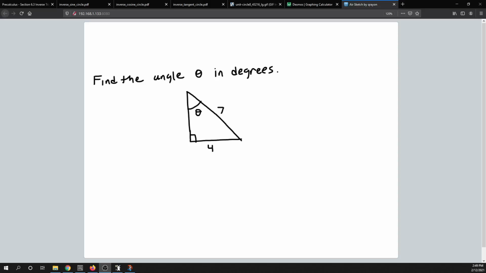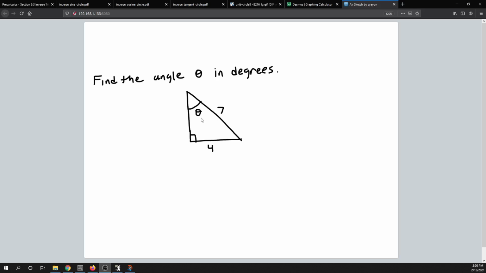All right, in this video, we're going to work through the following problem. It says find the angle theta in degrees. So here we are given a right triangle, and we're given two sides of the triangle, but the only angle we know is this 90-degree angle, and they're asking us to find this angle right here. So what we're going to do then is to use some triangle trig to start off with.